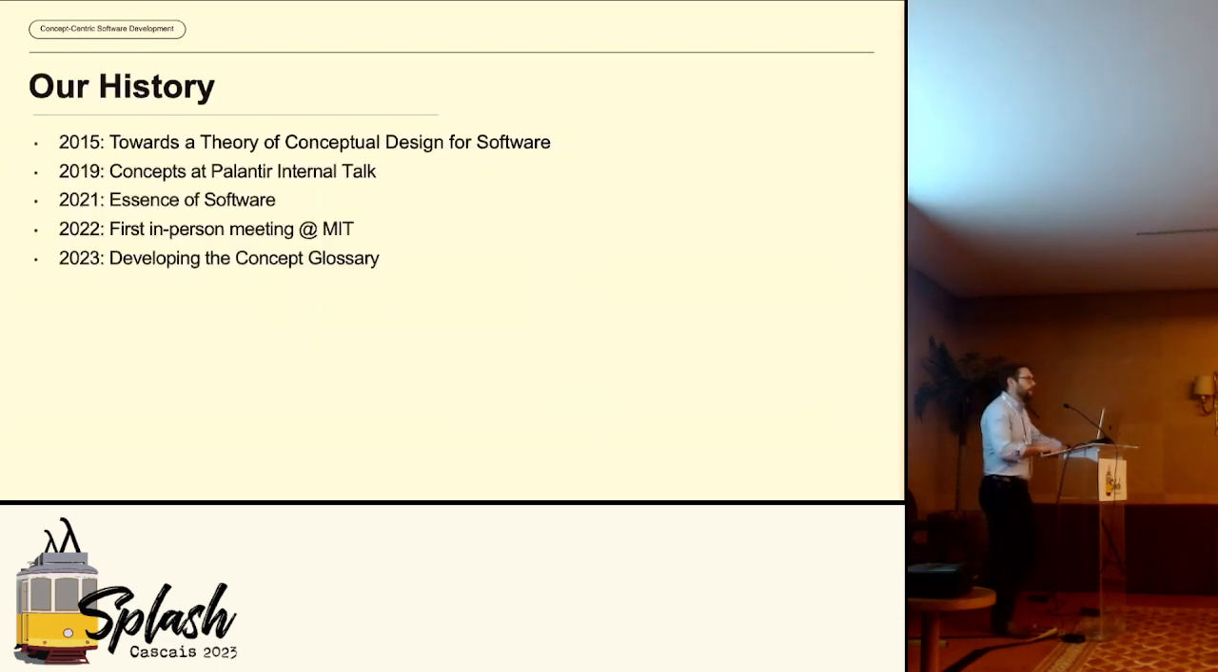The beginning, and I think it's a pretty big pivot for Dr. Jackson, is publishing this paper, Towards a Theory of Conceptual Design for Software, in about 2015. I came across this paper on the internet. It was a PDF. Thank you for open access. I started reading it, was really inspired, and started giving internal talks about this style of software development.